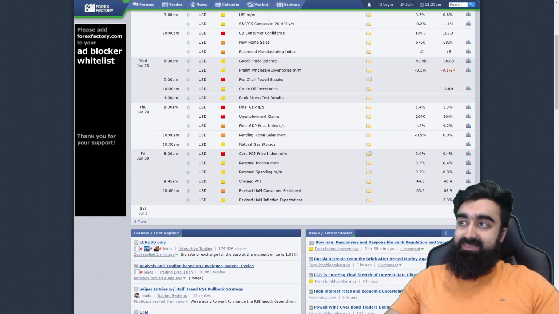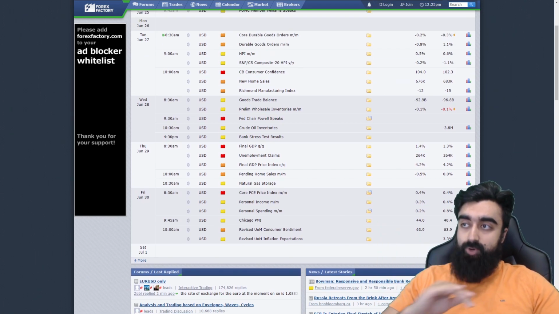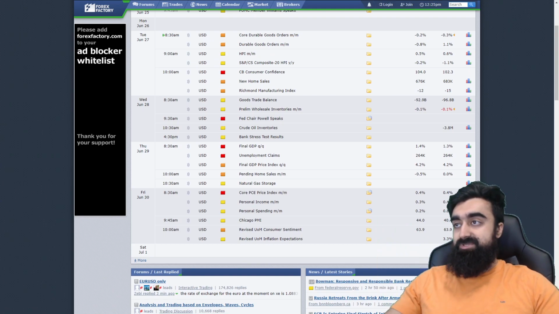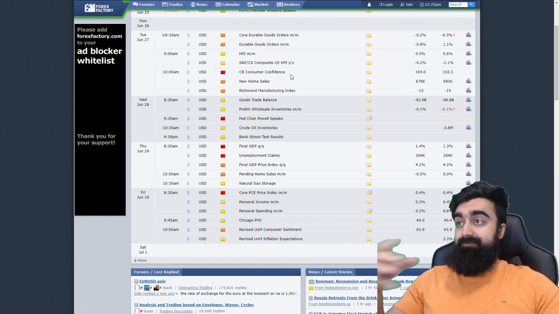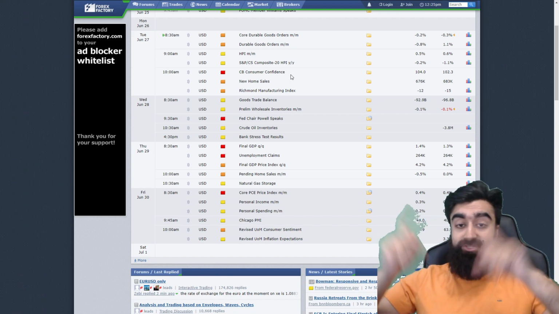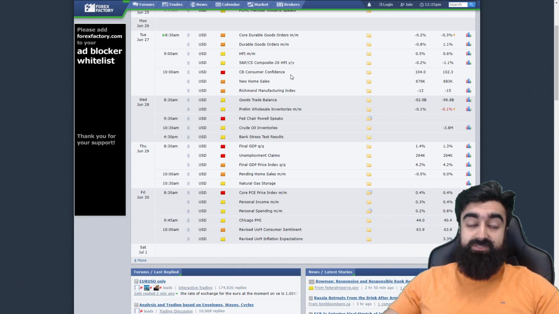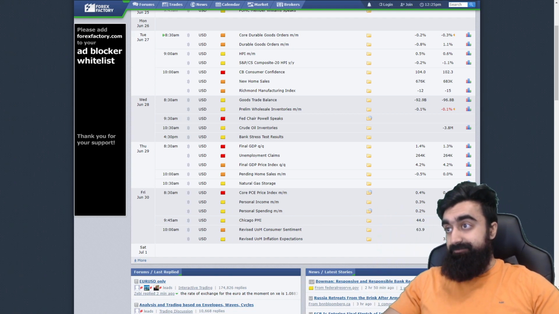And we know that anything that happens during the market hours, we do not like to hold positions. So for example, CB consumer confidence, we're not going to be holding on to any options contracts at 10 a.m. because at that point, the market can jump in either direction. It's basically always a gamble. So there's that.